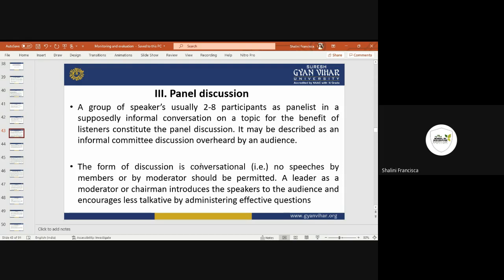The form of discussion is controversial. No speeches by members or by the moderator should be permitted. A leader, as a moderator or chairman, introduces the speakers to the audience and encourages the less talkative through effective questions.